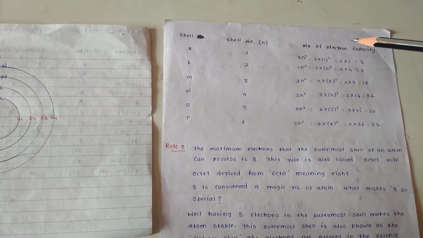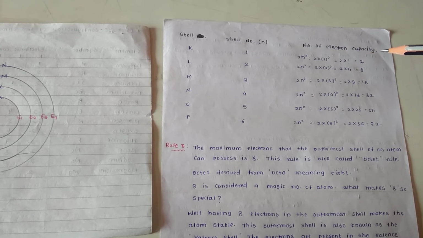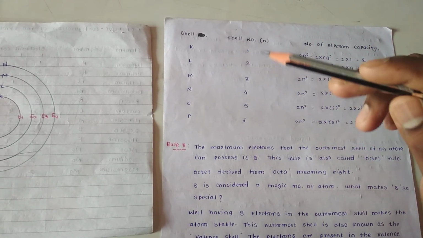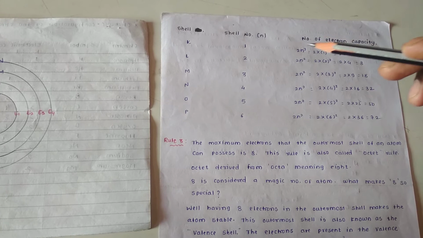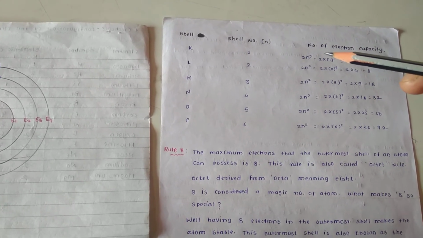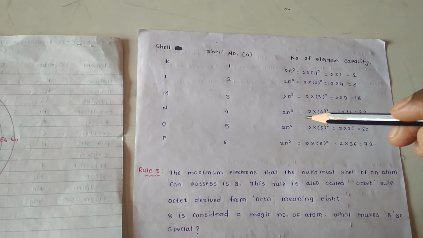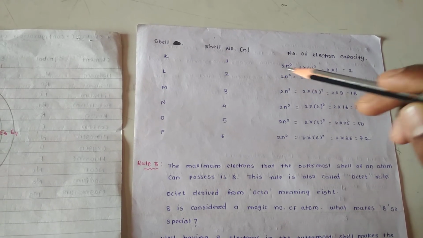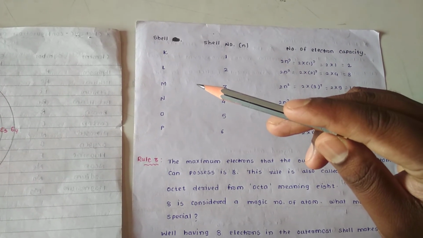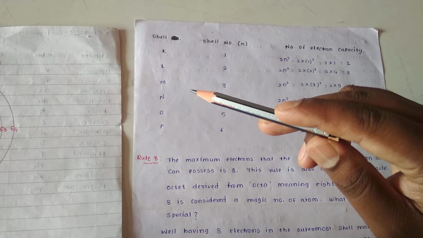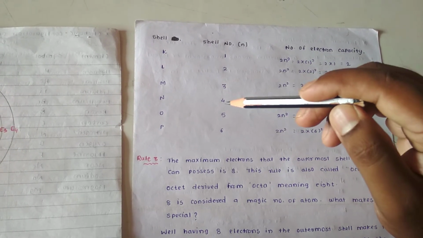So in this way, we have to find out the electron capacity of a shell by using the shell number and this formula, 2n square. Following this calculation, we can observe a pattern: the number of electrons each orbit can hold increases with respect to the n values.